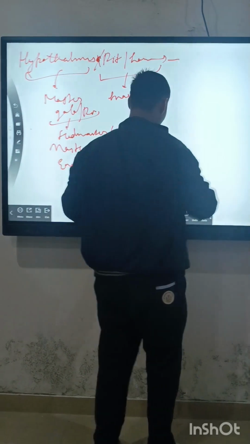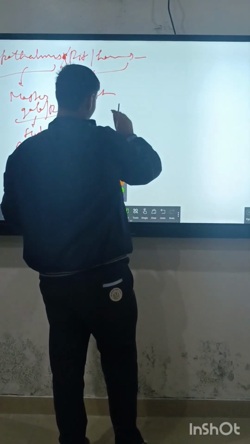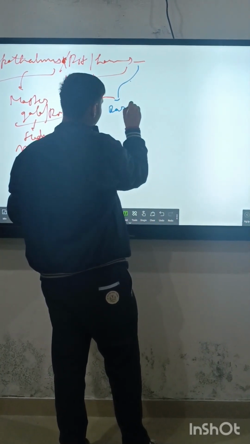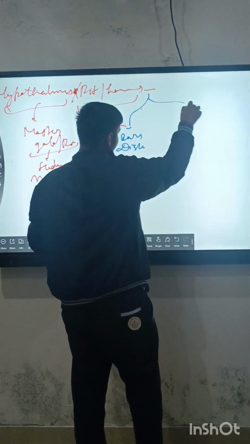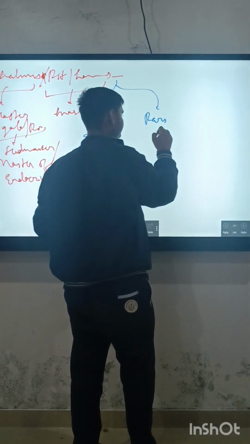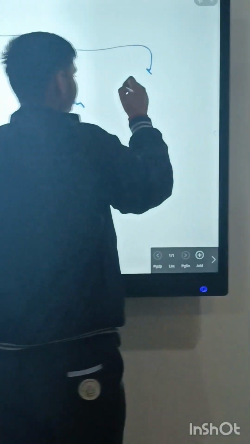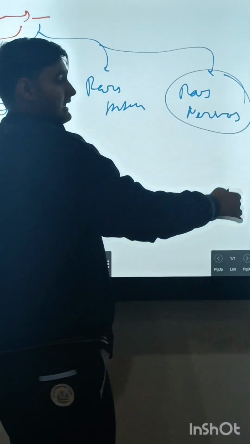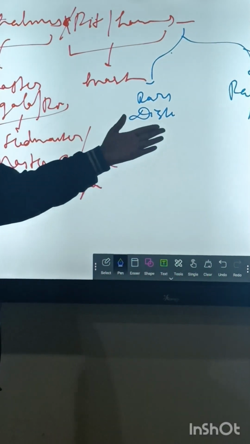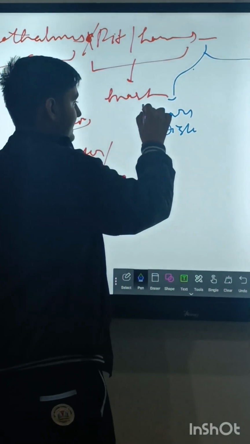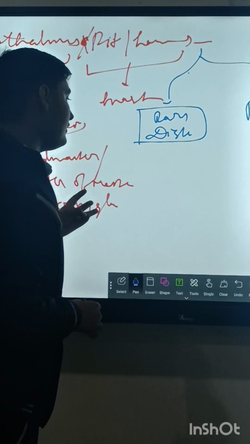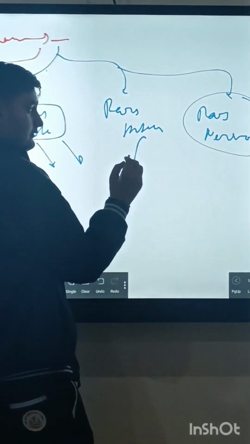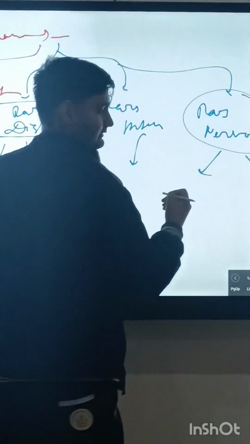The pituitary gland is further divided into three parts. First is pars distalis, second is pars intermedia, and third is pars nervosa. And we all know that this part is in the direct control of the hypothalamus. It only stores the hypothalamic hormones. This part releases 4 hormones, this releases only 1 hormone, and this part releases 2 hormones.